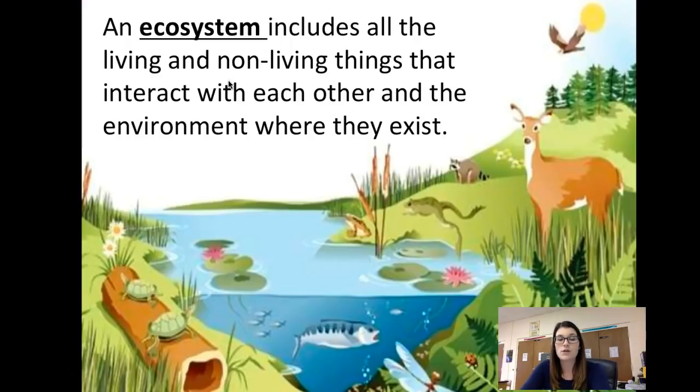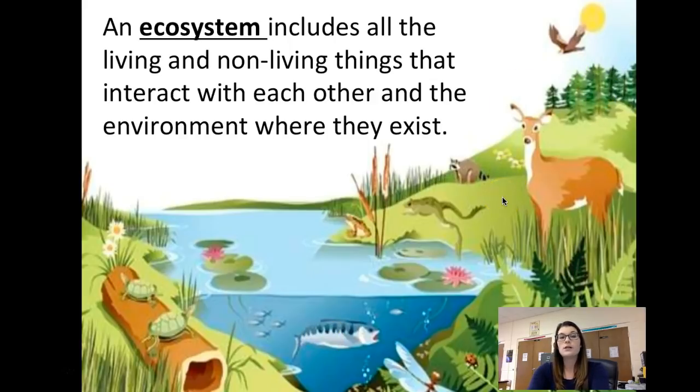An ecosystem includes all of the living and the non-living things that interact with each other and the environment where they exist. So this picture here is an example of an ecosystem. Normally, at first sight, most people notice all of the living things in the picture. You see all of the different animals, the deer, the raccoon, the turtles, the fish. You may even also notice the plants.